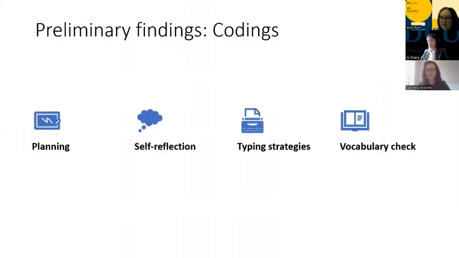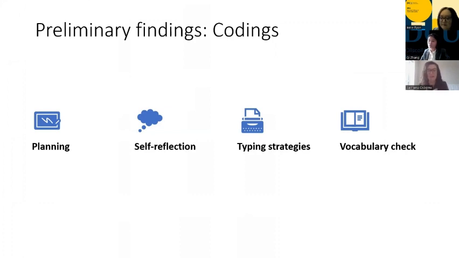In terms of the preliminary findings of the codings, we can see 4 main streams coming about. The first one looks at planning: the students talking about the different ways they're going to plan their assignment. Self-reflection comes about quite a bit, which makes sense because the students are speaking aloud exactly what's going through their mind. So we could really see that self-reflection is quite obvious here.